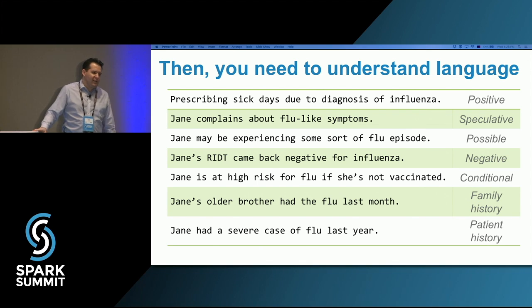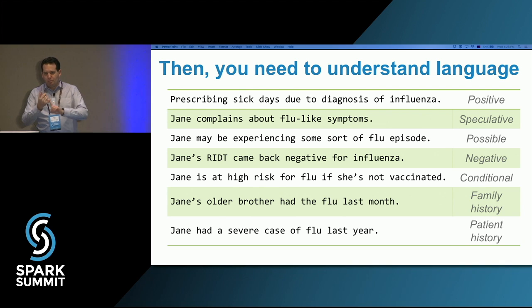So if you don't know whether this is positive, negative, speculative, patient history or family history, which you can only know by understanding grammar, you have very little you can use going forward. So those are the kind of problems we're talking about.